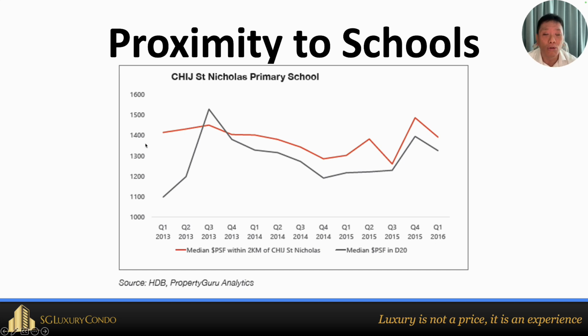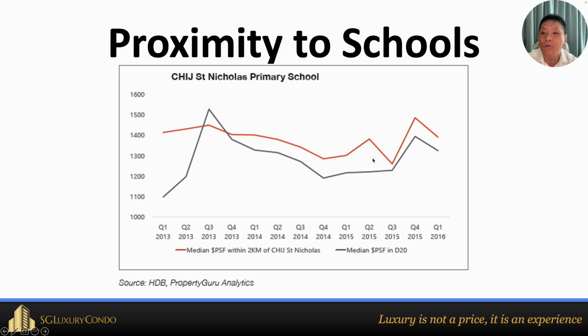Again, if we look at the prices, the black line is the median price in District 20. You can see that if a property is within 2 kilometers of a good primary school, the price is actually pretty much higher. Now, most of the time I would say there is some difference in buying a property that is nearer to the primary school.